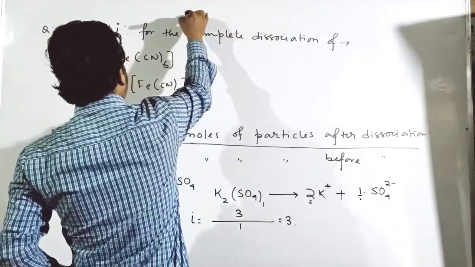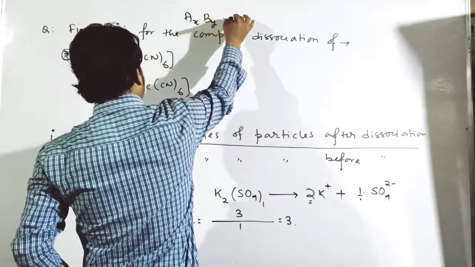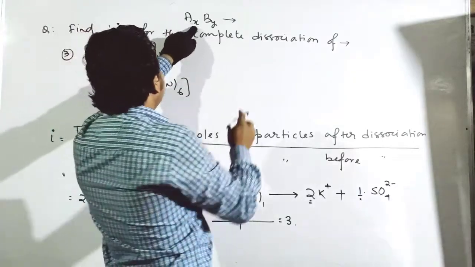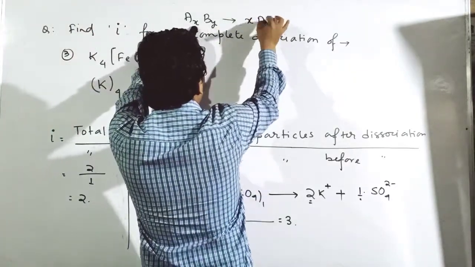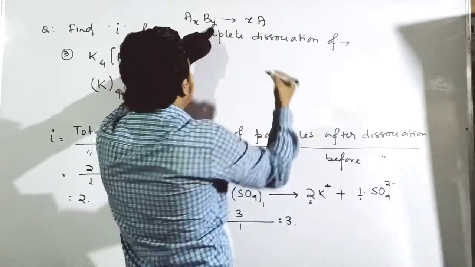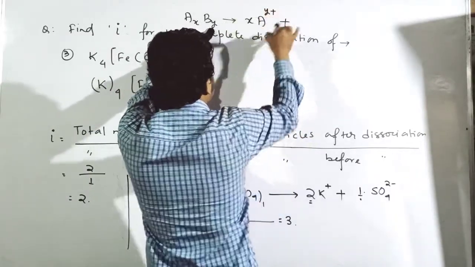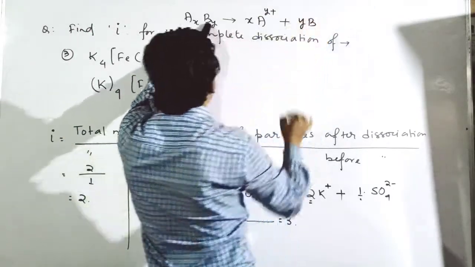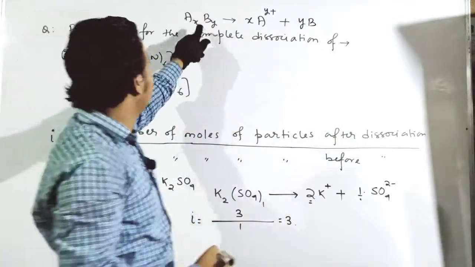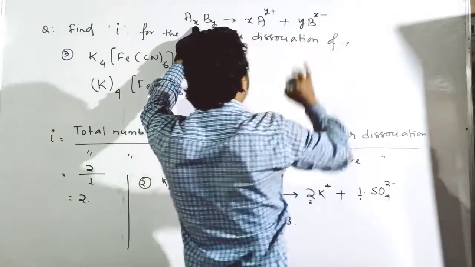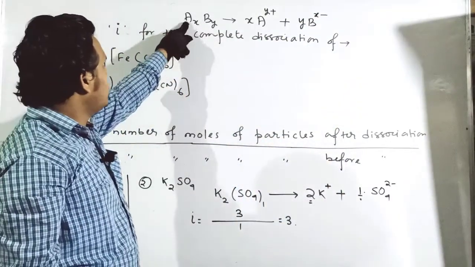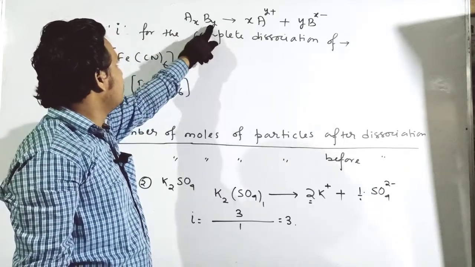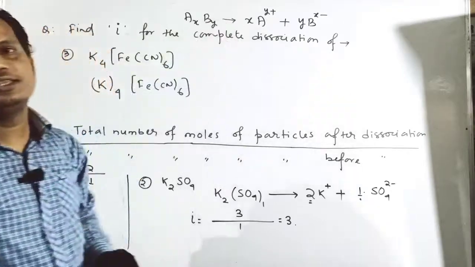Suppose AxBy is a compound, and if we want to break it, how can we break it? A how many times? x times, so x times of A. What is the charge? The second subscript, y, so it will be y positive. B how many times? y times, so y times of B, and the charge is the first subscript, x, so x negative. So x times of A with charge y positive, plus y times of B with charge x negative.